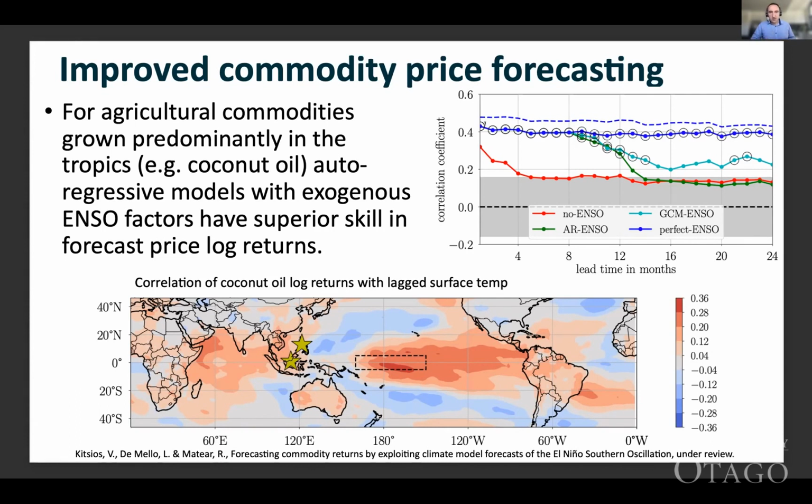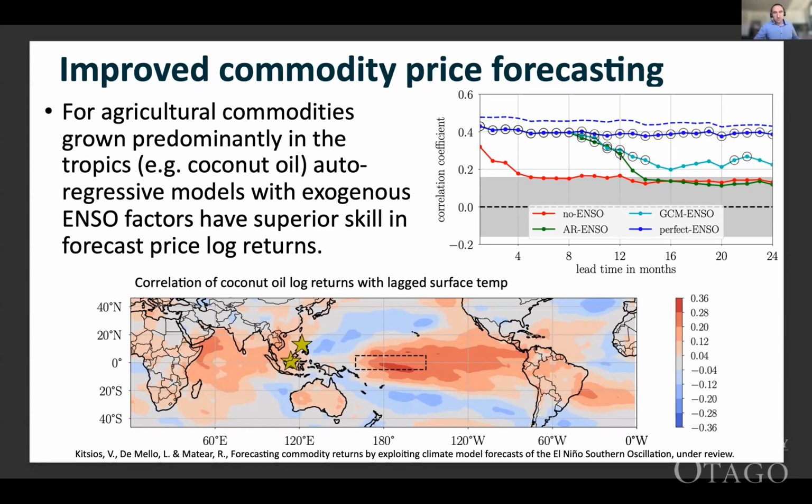But in reality, we don't have a time machine. We don't know what ENSO is going to be into the future, but we do have climate models. So we can use these climate models to forecast ENSO and then use those ENSO forecasts as an input into our autoregressive model of coconut oil. And that gives us this, the cyan line. So again, skillful out to 2 years and statistically significantly better than the no ENSO model up to 14 months. Bearing in mind, that test takes into account that there are more coefficients in the autoregressive model.